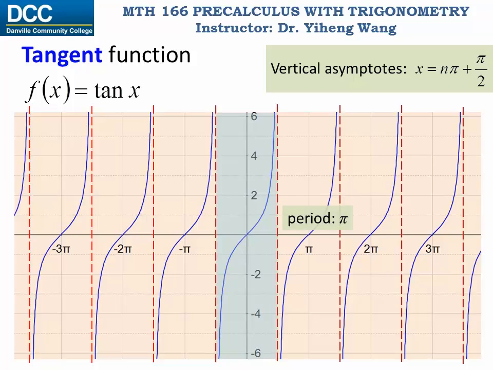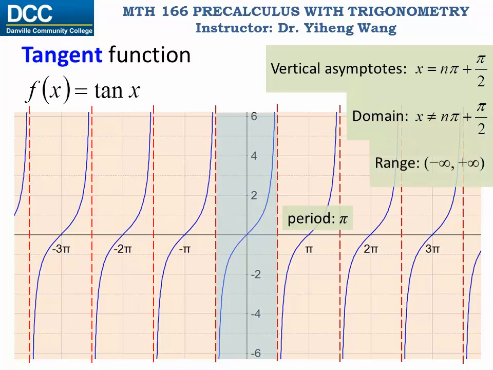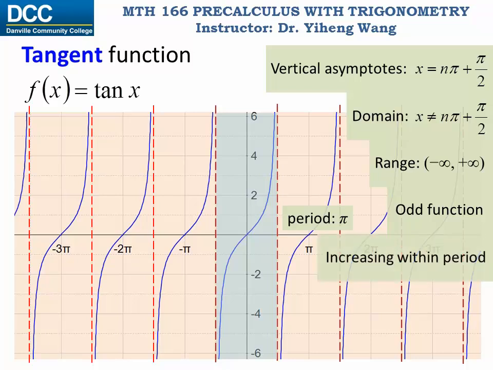And since tangent x is undefined for these x values, therefore these x values are excluded from the domain. Therefore, for the tangent function, the domain is x can be any real number except for n pi plus half a pi. And from the graph, you can see that the range for the tangent function includes all real numbers from negative infinity to positive infinity. And the graph is indeed symmetric about the origin. Therefore, tangent function is an odd function. And lastly, within each period, tangent function is always increasing.